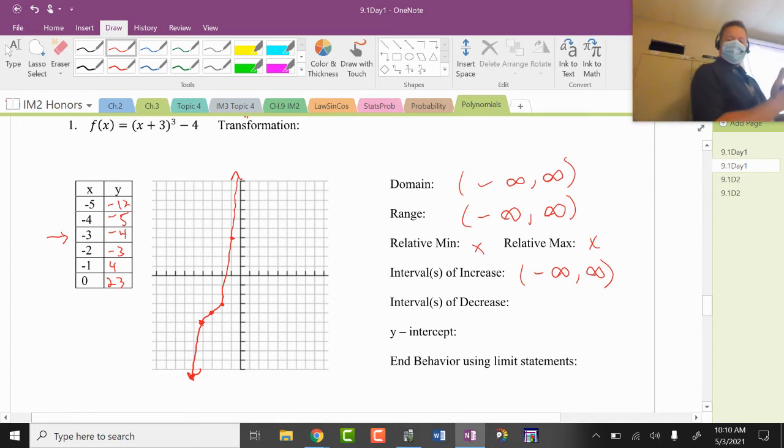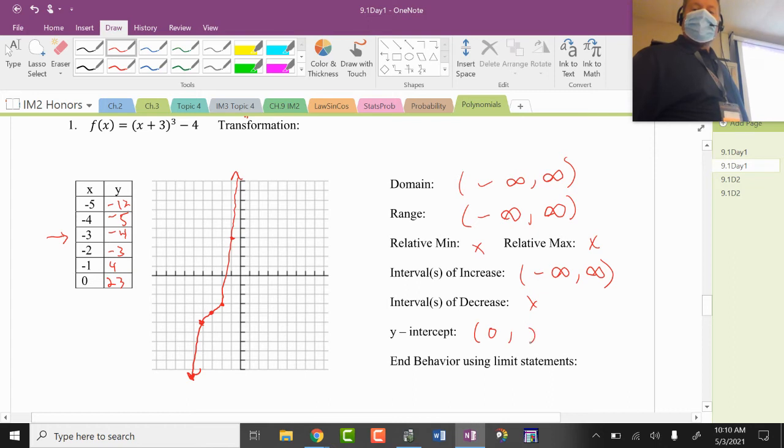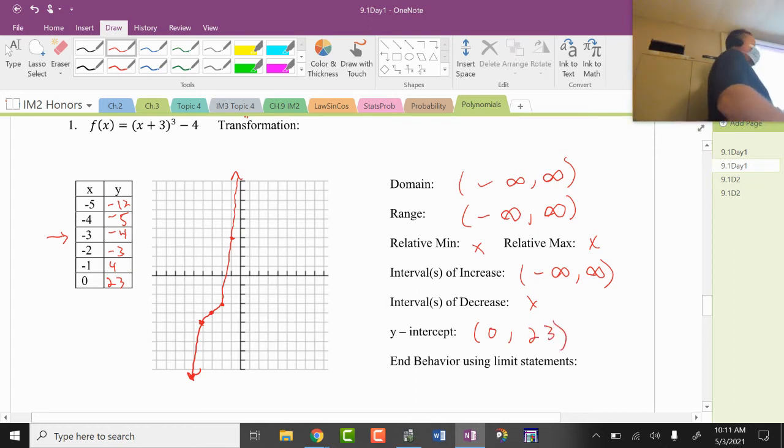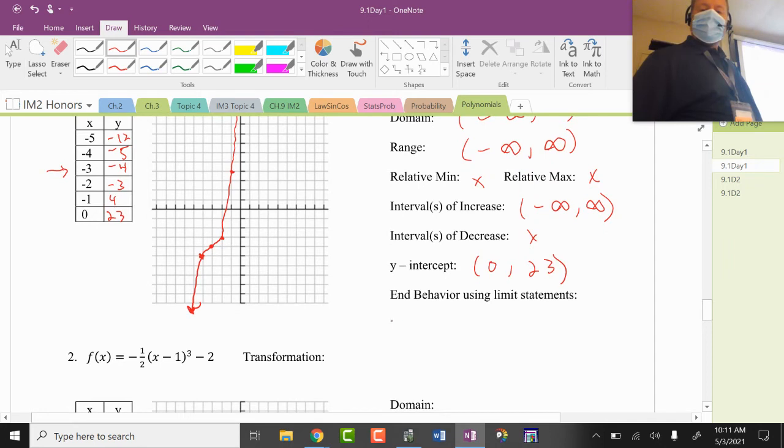So getting used to this stuff for today's situation. No interval of decrease since it increases forever. The y-intercept, we luckily had it in our chart. If we didn't, you just have to plug in 0 for x and calculate, and it could be an enormous number. You never know. Then the end behavior, you'll get redundant with this. It's pretty simple. I'm not even doing number 2. We got to move on. I think the point's been made.